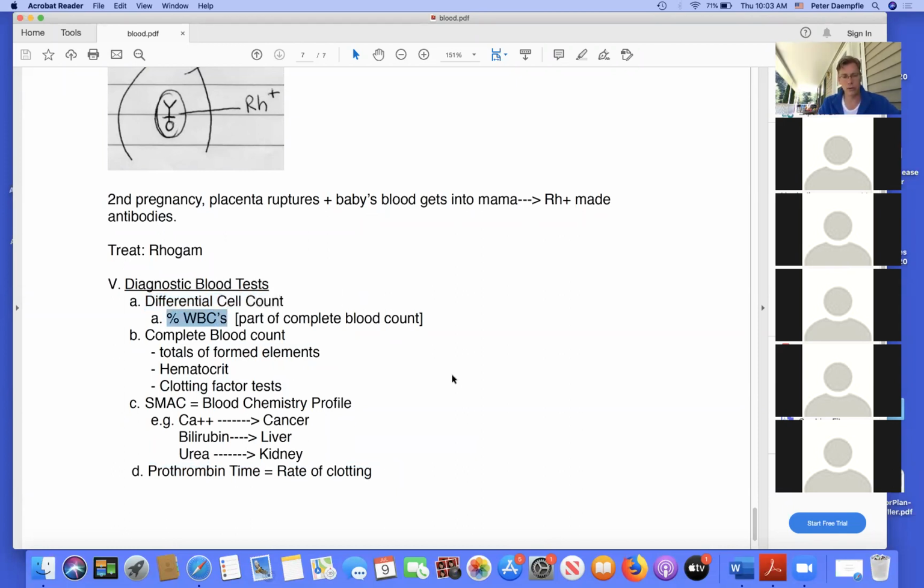And all of this we had in your lab this week, but these are the diagnostic tests. A complete blood count covers all of it, and it includes a blood chemistry profile, it includes a differential cell count, and it can include your clotting factors, how quickly you clot. And the faster you clot, the thicker the blood, we say. The slower you clot, the more you bleed. And that's given by what we call your pro time.